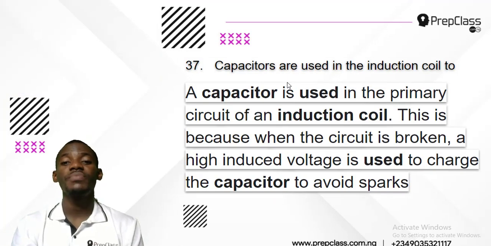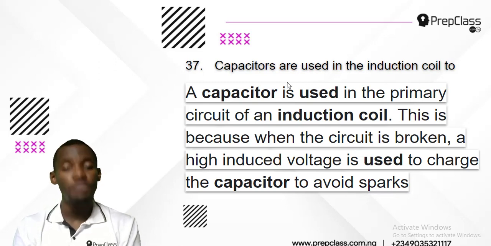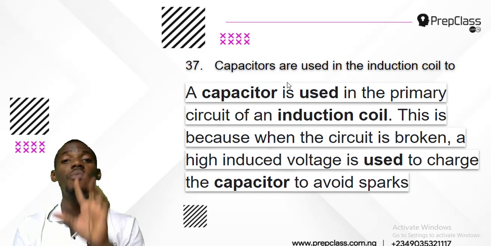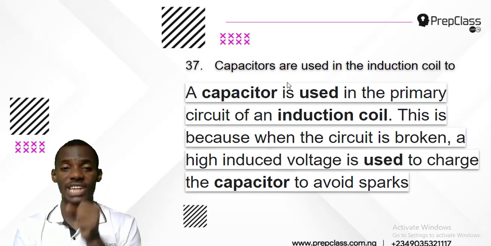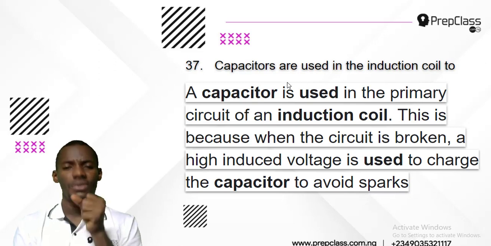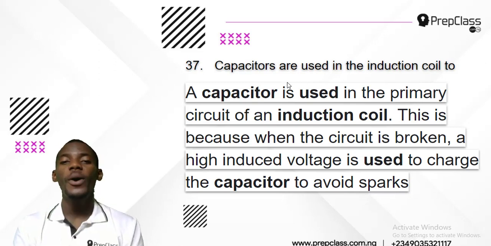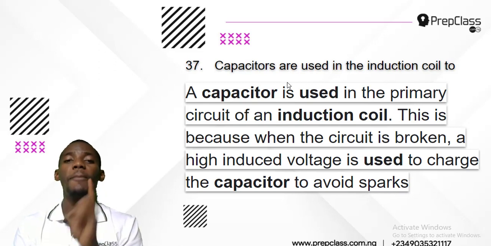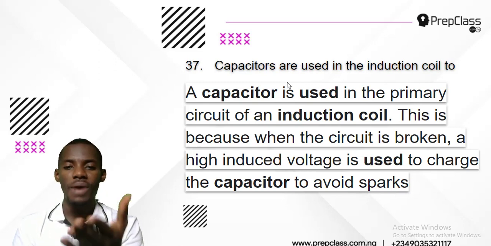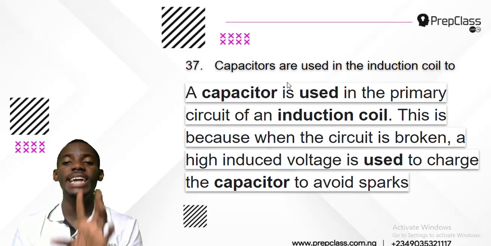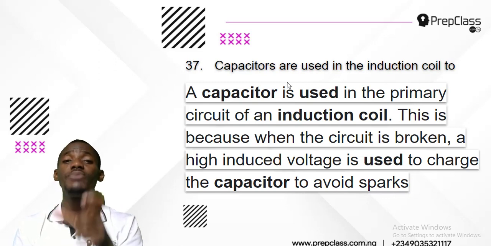Now the answer is very simple. A capacitor is used in the primary circuit of an induction coil because when the circuit is broken, a high induced voltage is used to charge the capacitor to avoid spark. Generally, a capacitor stores energy, it stores charge. Even in the induction coil it does the same function, but it stores charge for one purpose: when the circuit is broken, it is there to store the charge.